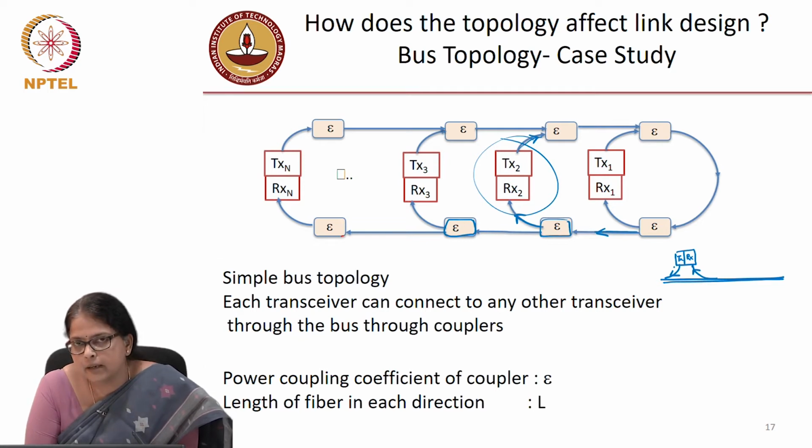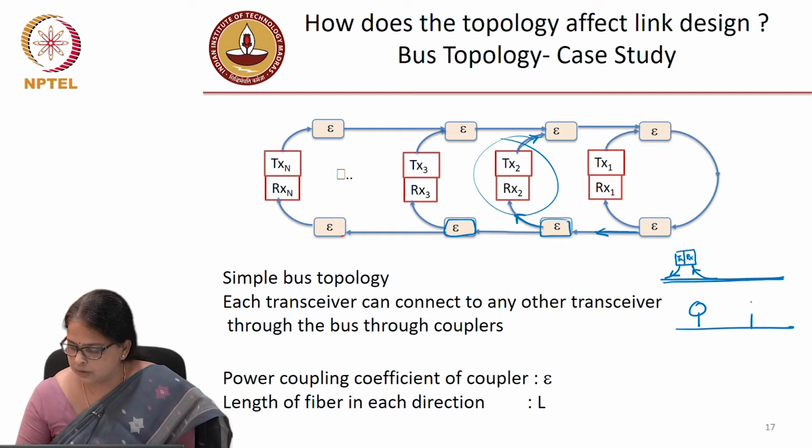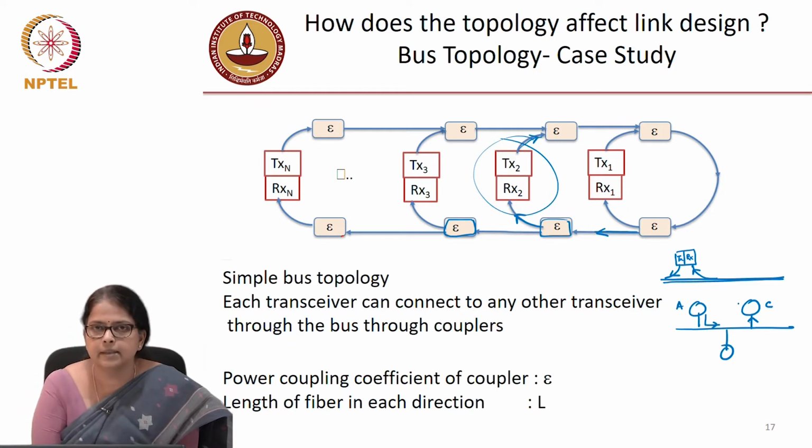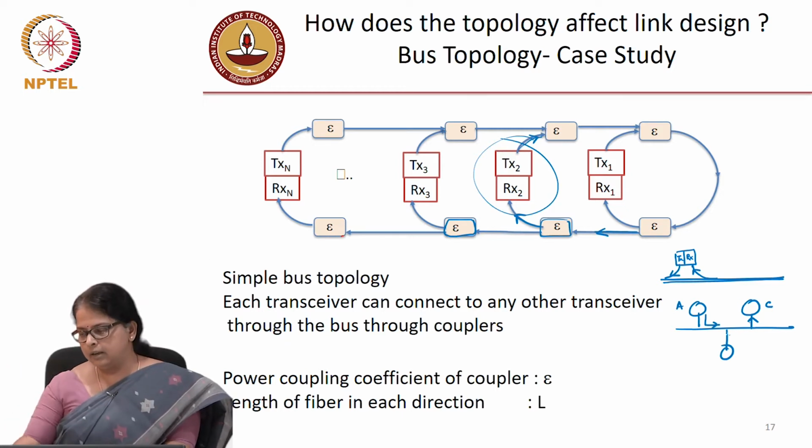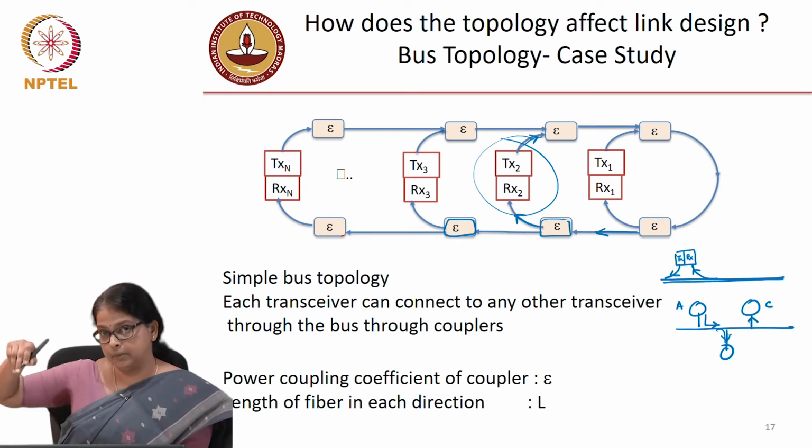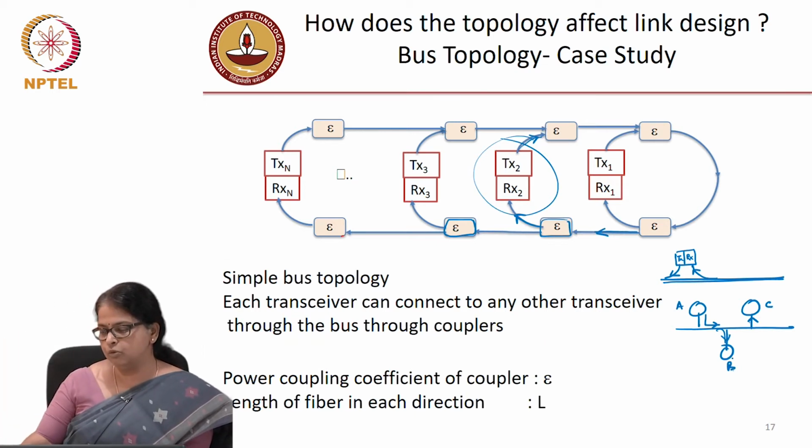Each transceiver can connect to any other transceiver in the bus, right? For example, this is the bus topology. If I want to connect from node A to node C, I am going through this path and reaching C. On the way, I encounter the splitter where there is a possibility of transfer of power to B, but I don't choose to do so. I can connect from A to C or B to C or A to B and so on, right?